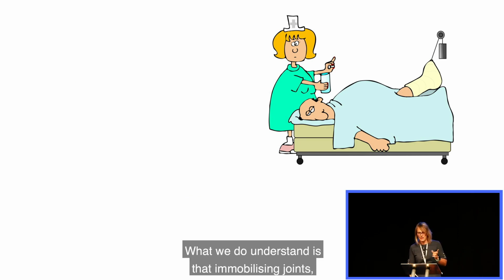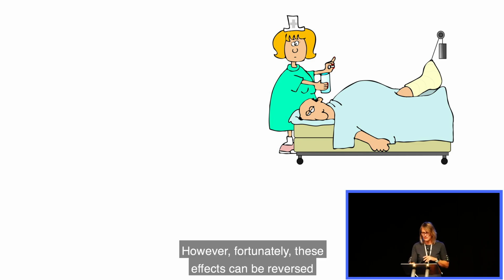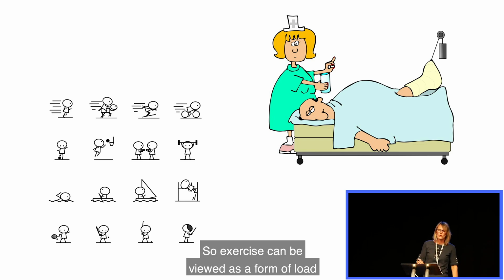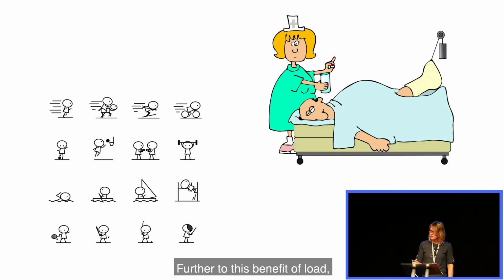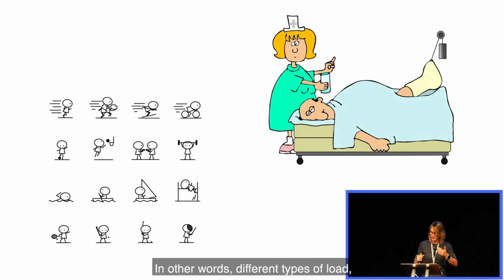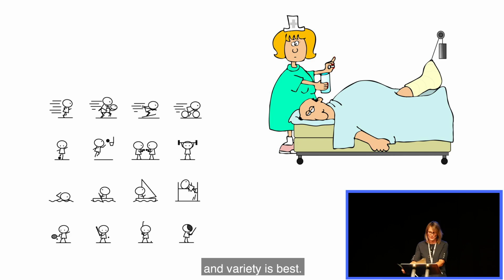What we do understand is that immobilizing joints, like our poor people in the picture here, will lead to a loss of bone and cartilage. However, fortunately, these effects can be reversed with exercise and getting moving again. So exercise can be viewed as a form of load that can be used to promote helpful tissue adaptation. Further to this benefit of load, we've found that this can be enhanced by variety in the type of exercise that you do. In other words, different types of load, different rates of doing the exercise, and directions as well. So to put it simply, doing the same exercise day in, day out will not have the same benefits, and variety is best.